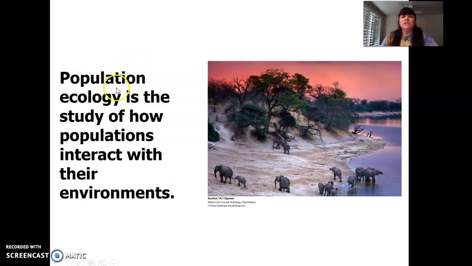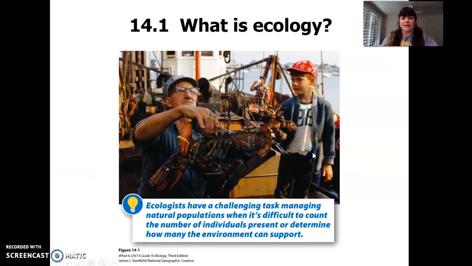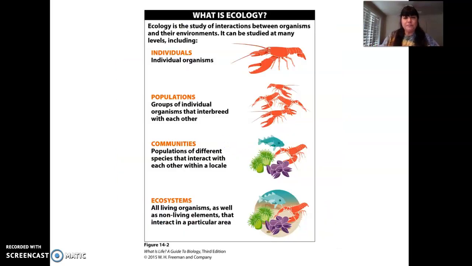All right, so population ecology is the study of how populations interact with their environment. So you can have a population and how does it interact? Here's lobsters off of Maine and they're fishing. We can think of the fishing industry. How are we fishing? What's happening to the fish populations? What's happening to the lobster populations? Are we overfishing?